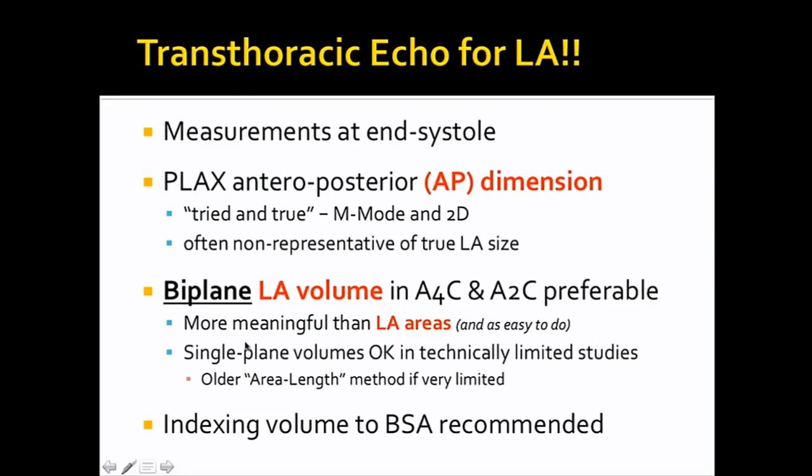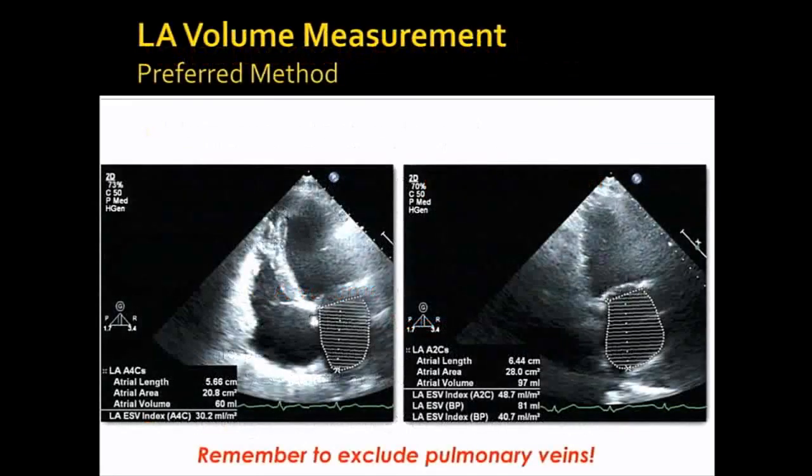In the old days, parasternal long axis views were used to just measure an AP dimension, and while this is tried and true and still measured in many labs, it is often non-representative of true LA size. And so the LA is best characterized by a biplane left atrial volume using apical 4-chamber and apical 2-chamber measurements. They're more meaningful than left atrial areas. And while single plane volumes are okay to use if you have a very technically limited study, a biplane is preferred. And we do index to body surface area.